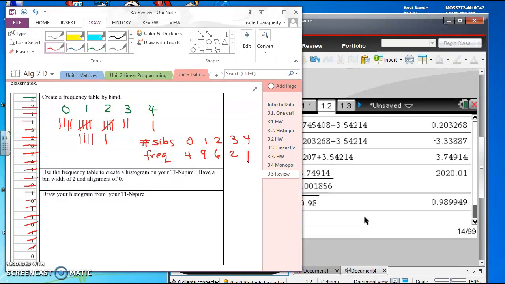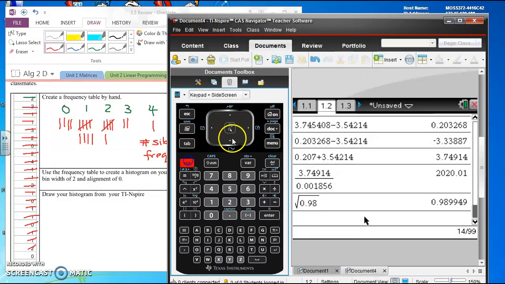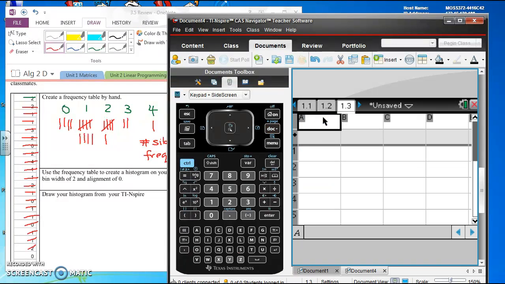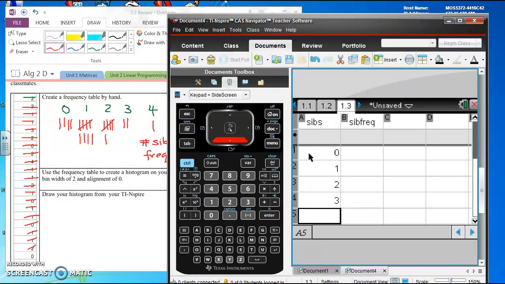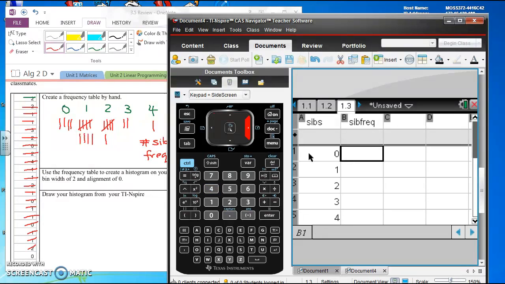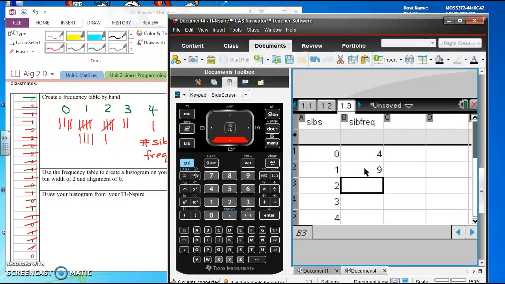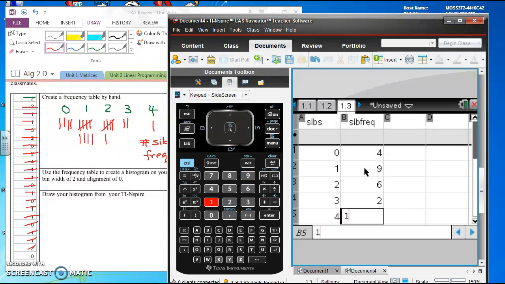Okay, so I'm going to enter the data. I've got number of siblings and the frequency. So let's just create a new list or spreadsheet. So I'm going to have siblings and the frequency of siblings. And so siblings, I had 0, 1, 2, 3, 4. And for the frequency, I had 4, 9, 6, 2, 1. Okay, so I've got siblings and sibling frequency.